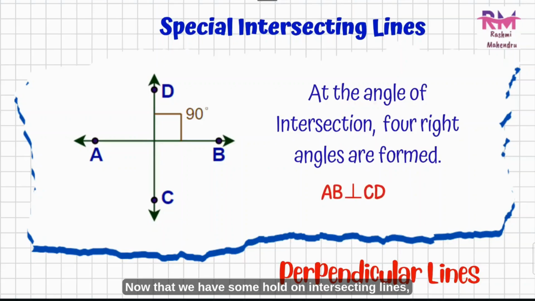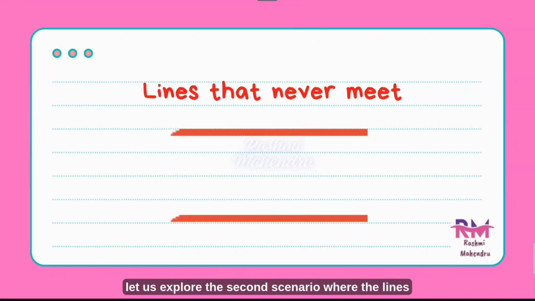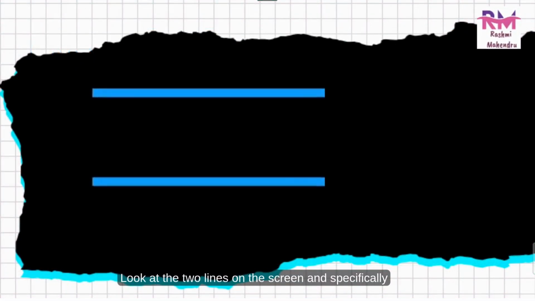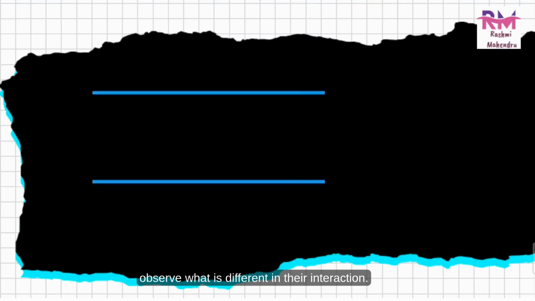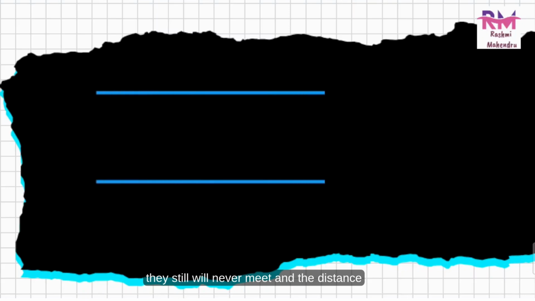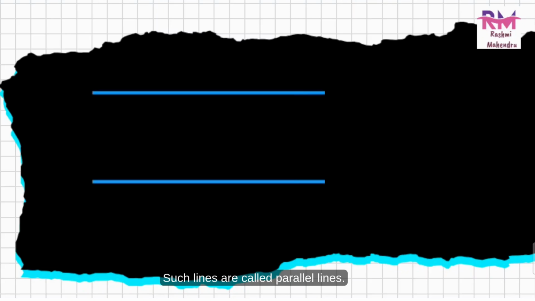Now that we have some hold on intersecting lines, let us explore the second scenario where the lines never meet. Look at the two lines on the screen and specifically observe what is different in their interaction. No matter how much we extend them, they still will never meet, and the distance between them will always remain the same. Such lines are called parallel lines. Let us name these lines L1 and L2.